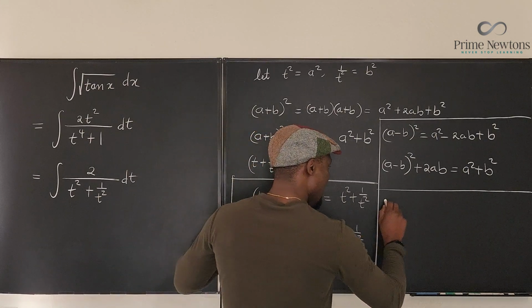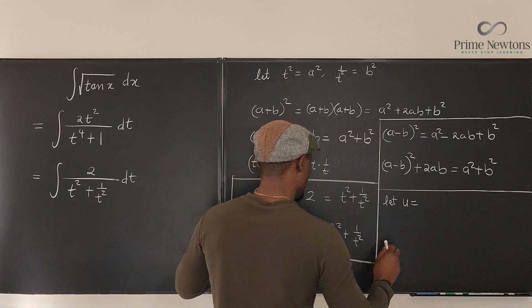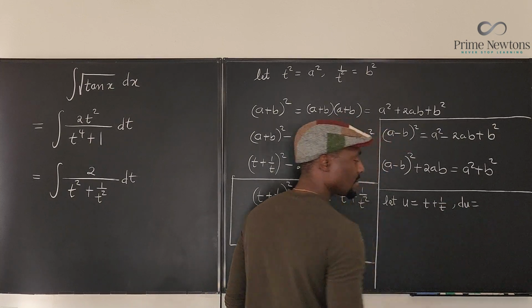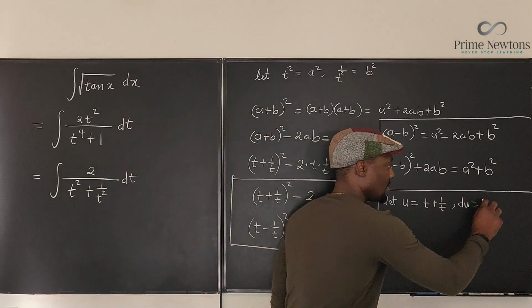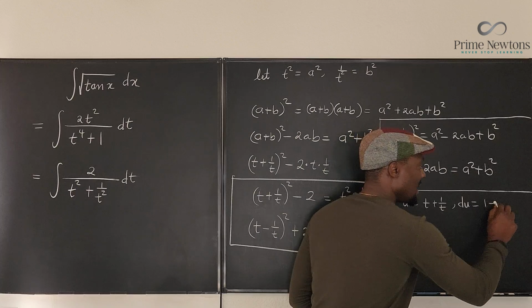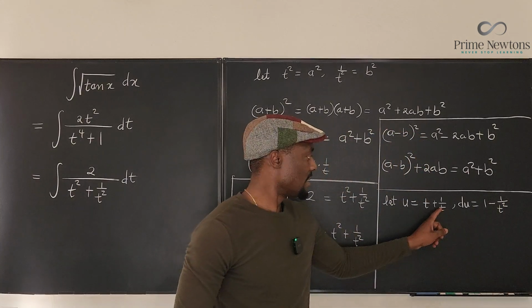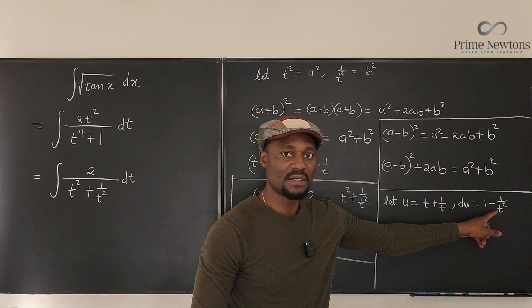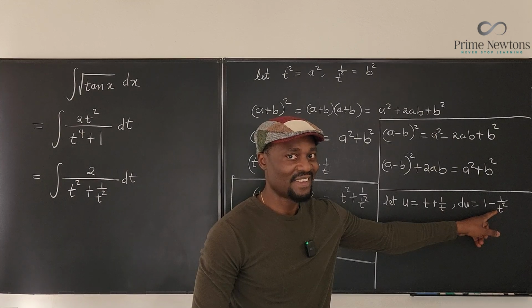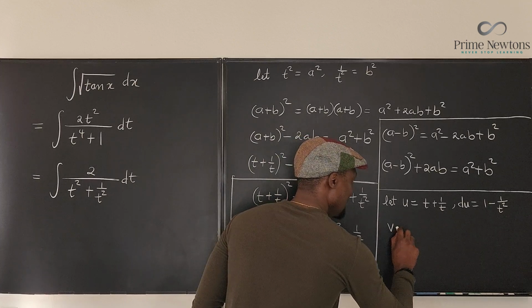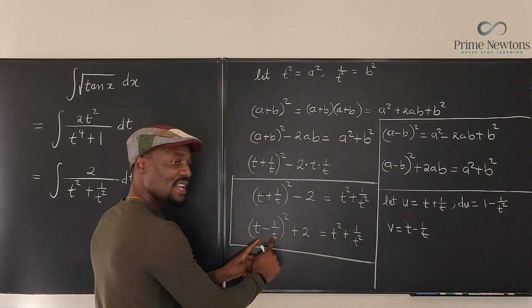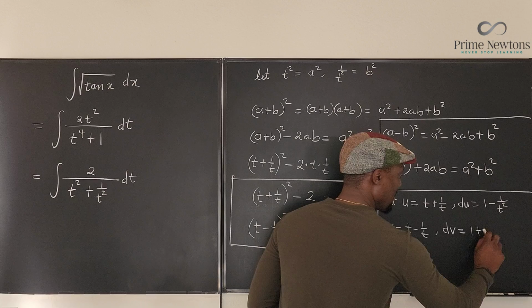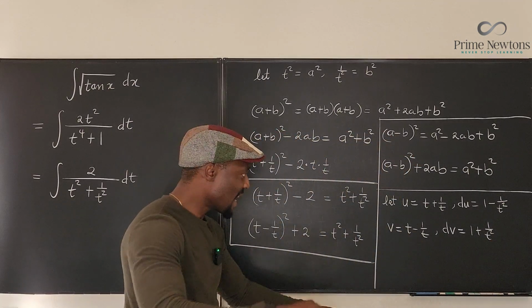So let's say let u be equal to t plus 1 over t. What is du? What's the derivative of this? 1. What's the derivative of this? It is minus 1 over t squared. That's it. Because this is going to be t to the minus 1, the minus 1 comes down, then it's t to the minus 2, which is the same thing as this. Okay, the same thing, let's say let v be equal to t minus 1 over t, this version. If we take the derivative of this, we have dv equal to 1 plus 1 over t squared. It looks like they're going to cancel each other out.